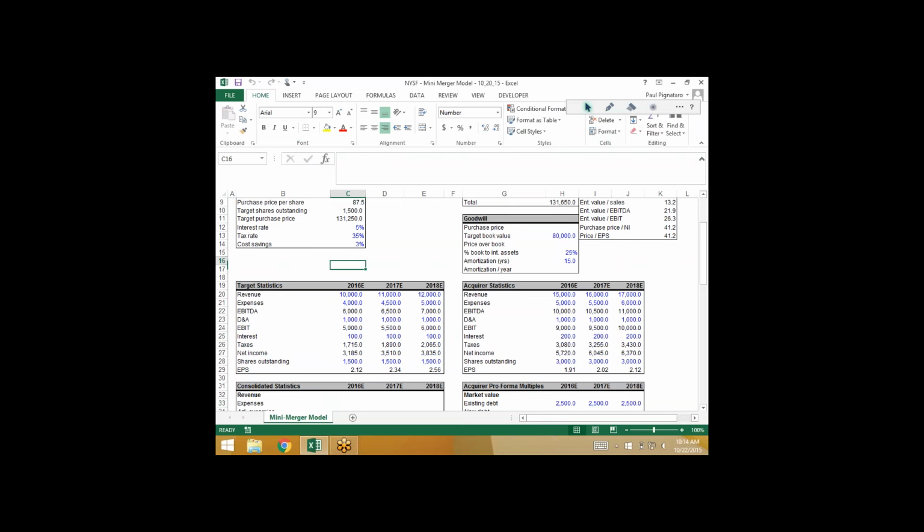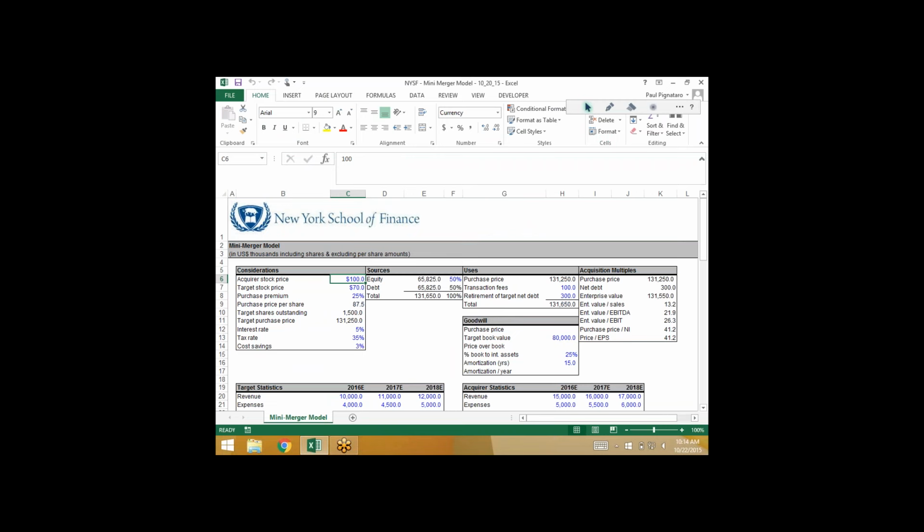So what we had first done, just to recap, is we had laid out the core assumptions, the core considerations, and the acquirer stock price is trading at 100, the target was at 70. The purchase price constraints was the acquirer is going to pay for the target at a 25% premium above the current market trading value of 70, so that they're paying $87.5 per share times 1,500 shares, $131.25 million was the acquisition price. We had given you assumptions of 100 in target fees, 300 in target debt, and so the total 131,650 of uses was funded by 50% equity, 50% debt. We're going to run sensitivity around this to see what the impact is of each.